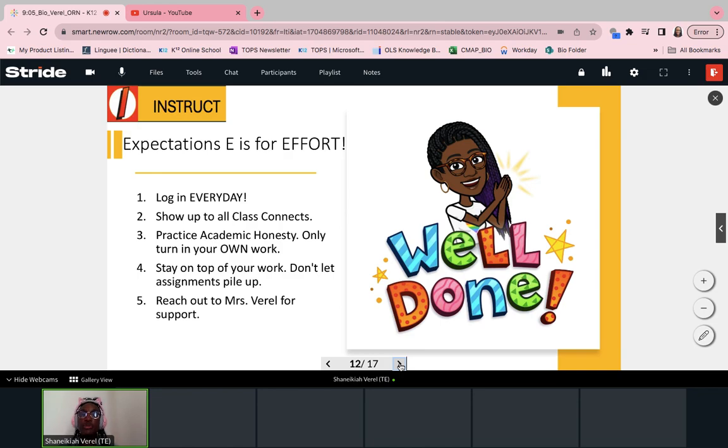We're working on the computer together. Let's keep each other accountable, okay? Don't let your assignments pile up. And of course, reach out to me. I want your emails to be one of the emails, not these crazy automated stuff, okay? I want your emails in one of the emails that I get in my inbox. So reach out to me.